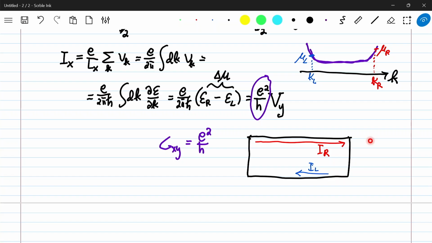So it gives you zero resistance, but you can say, oh, that's not a big deal because I took a perfect system. Now the question is, what happens if I add impurities?